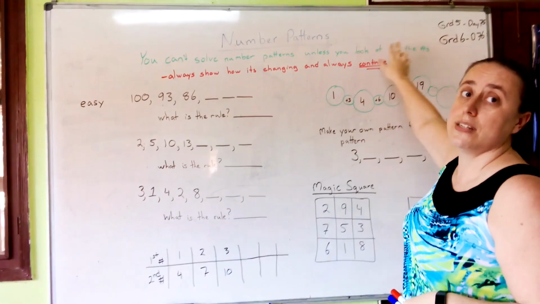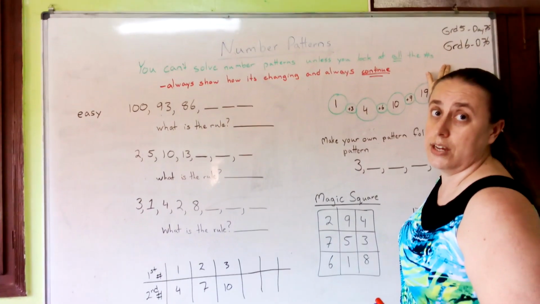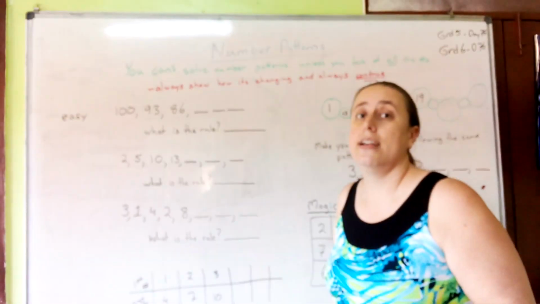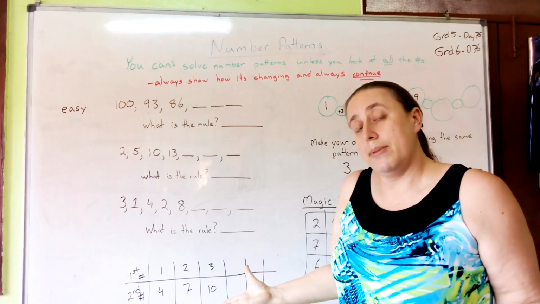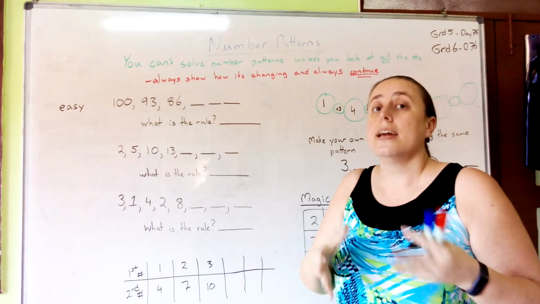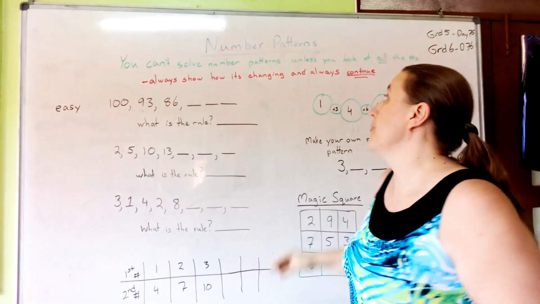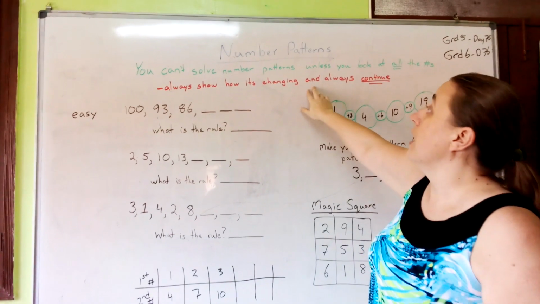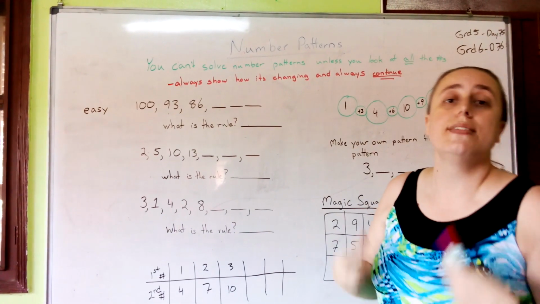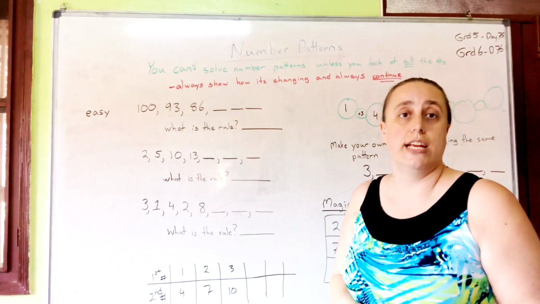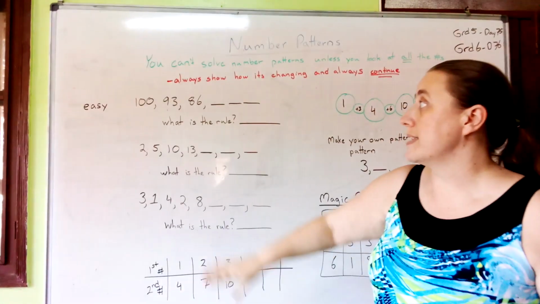First, you have to look at all the numbers. You can never find a pattern if you don't look at all the numbers, because a pattern can be deceptive. It can look like it's one thing, but it'll change as it goes on. The second thing is, you have to show how it's changing. You have to think for yourself about how a change is happening. So let's do some examples.